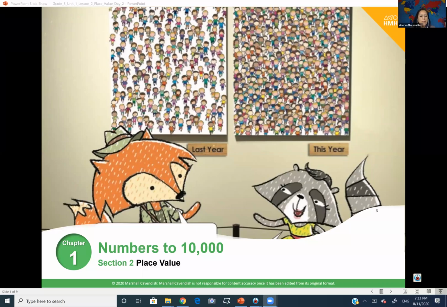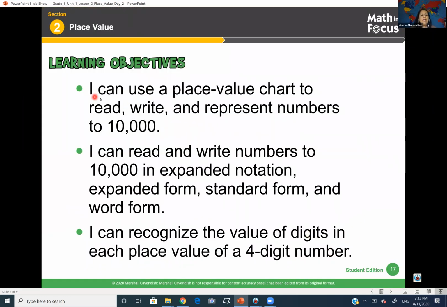Today, we're going to be reviewing chapter 1. We're going to be doing numbers to 1000, but we're going to go to section 2 of place value, which we started yesterday. So let's see what we are learning. The learning objectives for today are: I can use a place value chart to read, write, and represent numbers to 10,000. I can read and write numbers to 10,000 in expanded notation, expanded form, standard form, and word form. I can recognize the value of digits in each place value of a 4-digit number.